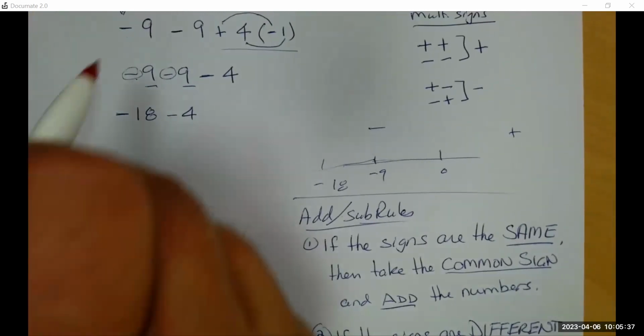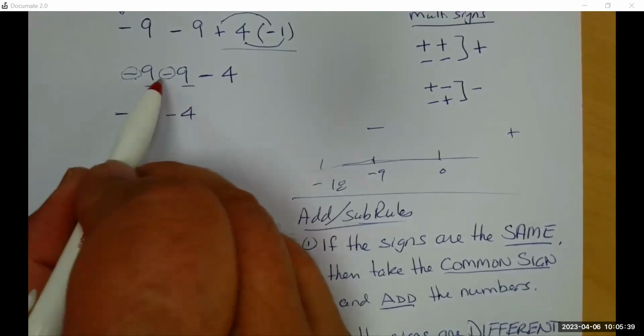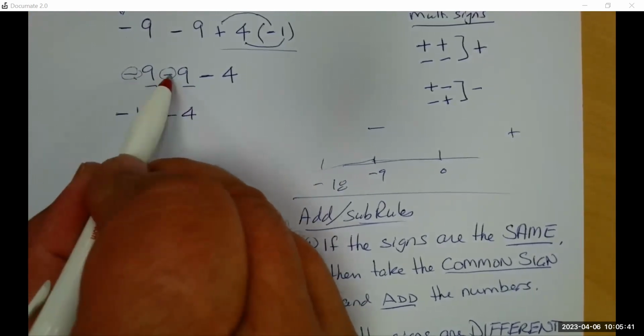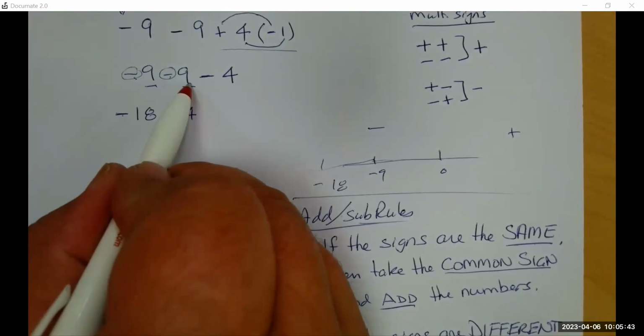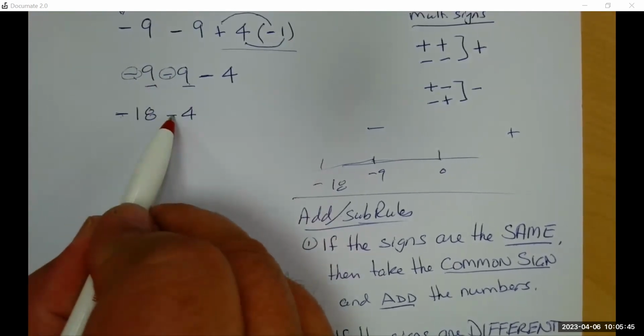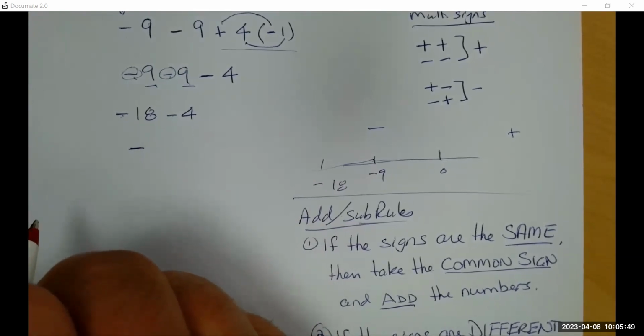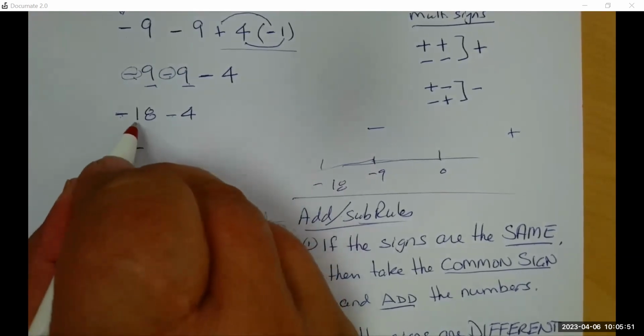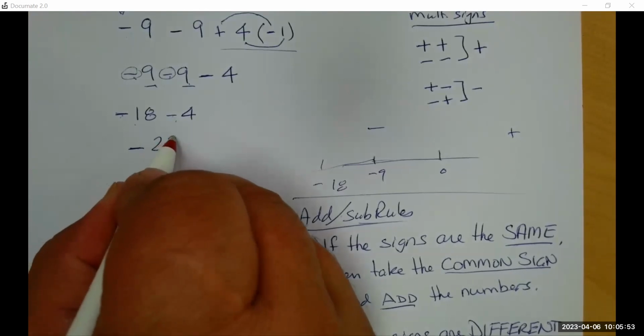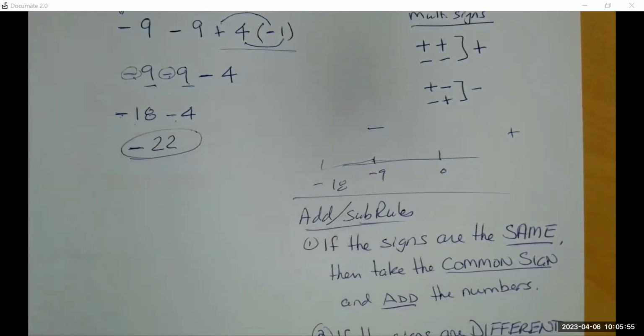So that's what it is here. Here, we're adding and subtracting. So the signs are the same. We keep the sign, add the numbers. Same thing here. The signs are the same. So the answer is 18 plus 4 is 22. There's your final answer.